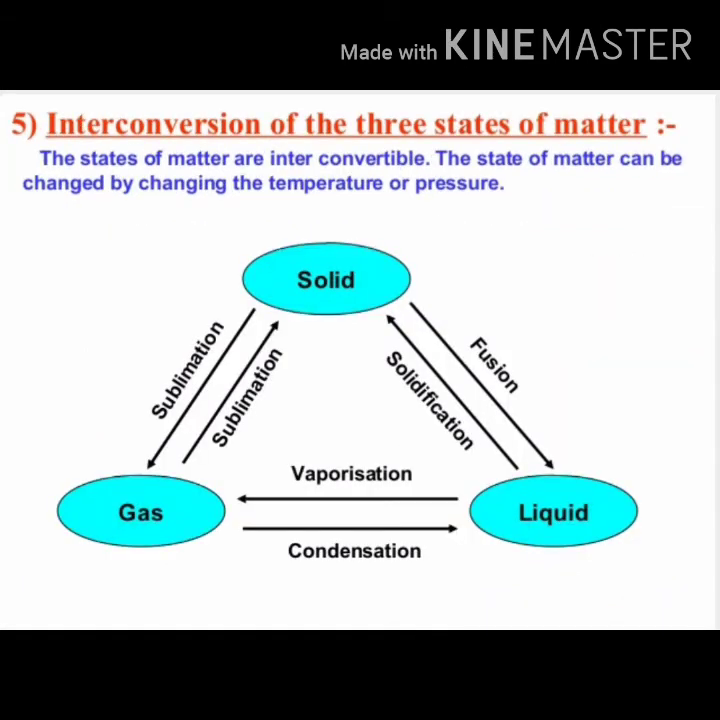Interconversion of the three states of matter. The states of matter are interconvertible. The state of matter can be changed by changing the temperature or pressure. As you can see in the chart, solid can be converted into liquid and solid can be converted into gaseous. Gas is converted into liquid and liquid is converted to gas. The process by which solid is converted to liquid is called fusion, and liquid to solid is solidification. Solid to gas is sublimation and gas to solid is sublimation, and gas to liquid is condensation and liquid to gas is vaporization.